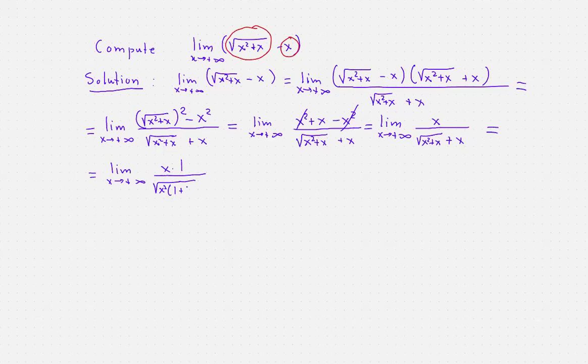So this will become the limit as x tends to positive infinity of x times 1 over x times the square root of 1 plus 1 over x, plus x. And what we can do now is just factor out an x from the denominator, which is really straightforward because both components have an x in front. So this will be x times 1 over. You don't need to write this silly x times 1.